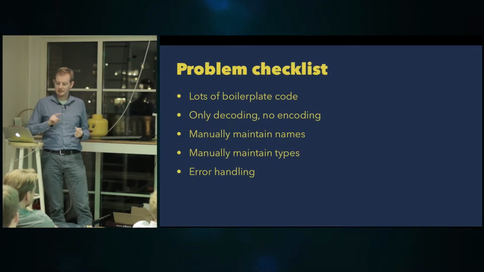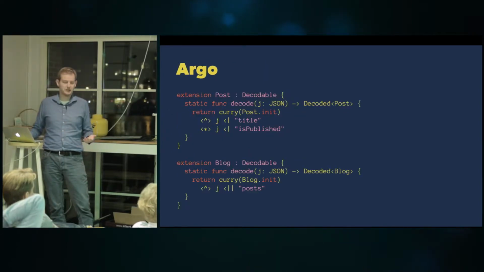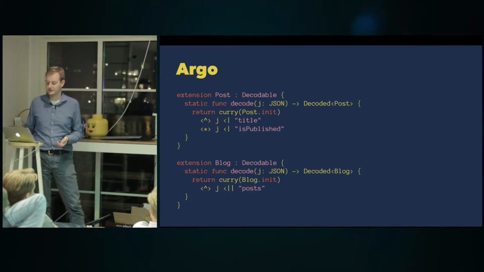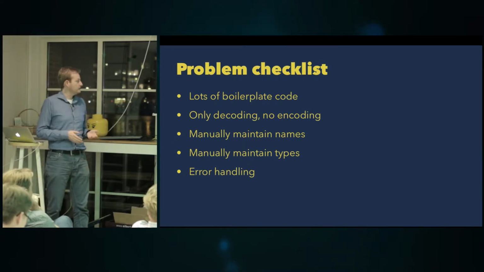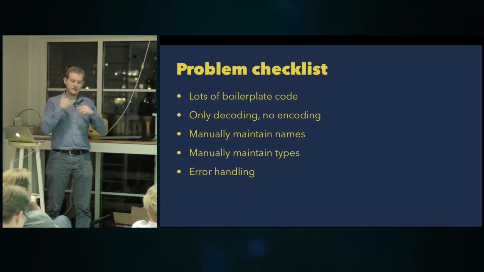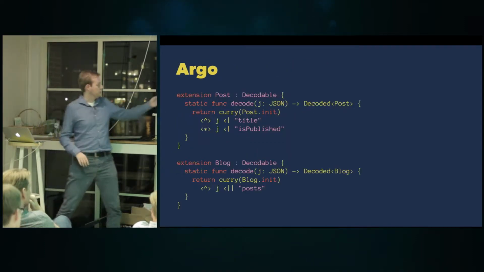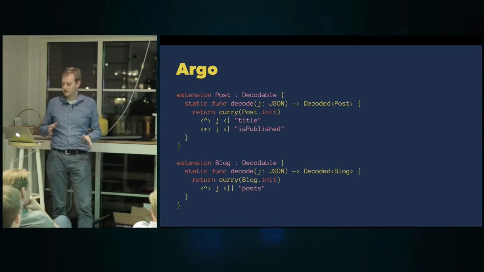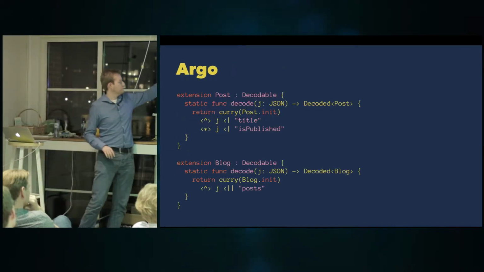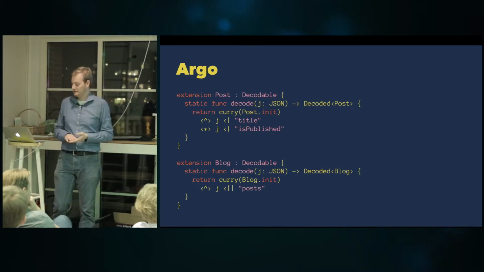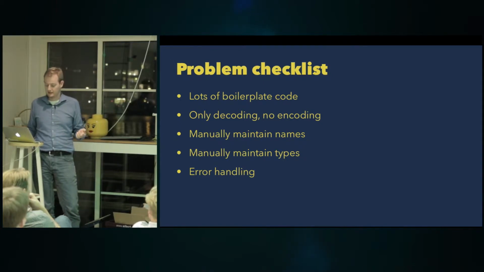So let's look at the problem checklist again. Lots of boilerplate code. Well, it's a lot less code than we had to write with NSJSONSerialization, so that's nice. Although it only handles the decoding, not the encoding, so that's not so nice. If we want to send JSON to the server, we still have to write a bunch more code. We still have to manually maintain names, so we can't have any typos over here. That's not so nice. We don't have to manually maintain types. These are all inferred. All these operators have the right generics, so we don't have to write any types, which is very nice. And the error handling is also available, so that's good as well.